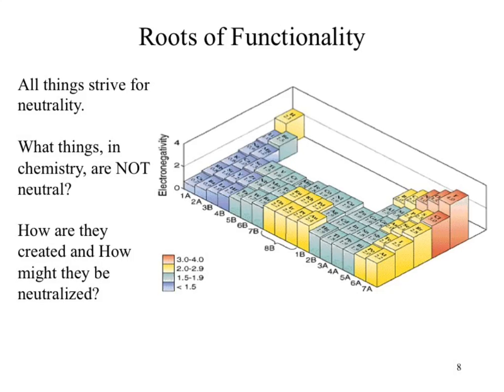Functionality. All things strive for neutrality. Okay? Everything does. This is why when you stick a fork in an electrical outlet, the electrons flow out of the wall and into the ground to neutralize that charge. We're trying to dissipate all of that energy. So when we're going through and looking at individual bonds and structures, what we're trying to do is neutralize that charge as best as possible.